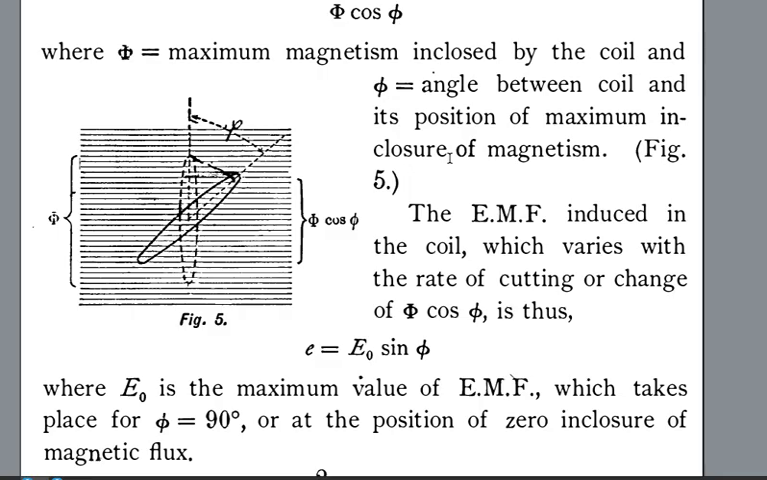The electromotive force, or EMF, induced in the coil varies with the rate of change of phi multiplied by the cosine of phi and is expressed as E equals E subscript 0 multiplied by the sine of phi, where E subscript 0 is the maximum value of the electromotive force. This maximum value occurs when phi equals 90 degrees or at the position of 0 enclosure of magnetic flux.